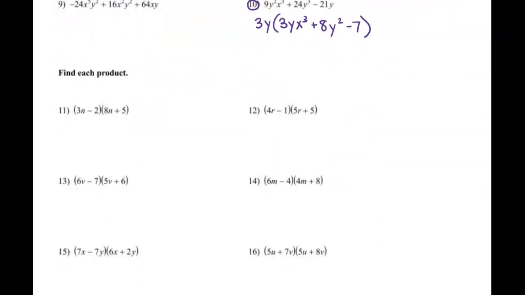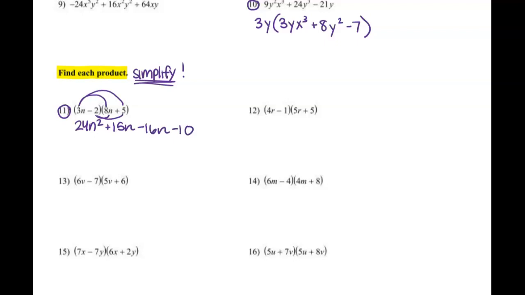Now we'll do a couple of these. Find each product. And it's kind of implied, even though it doesn't say, once you do, you should always simplify. You should really always simplify no matter what. It's just a good practice to get into. So if we look at number 11, 3n times 8n, 24n squared, 3n times 5, 15n, -2 times 8n, -16n, -2 times 5, -10. So we have 24n squared, 15 minus 16 is -1, or just -n, minus 10.